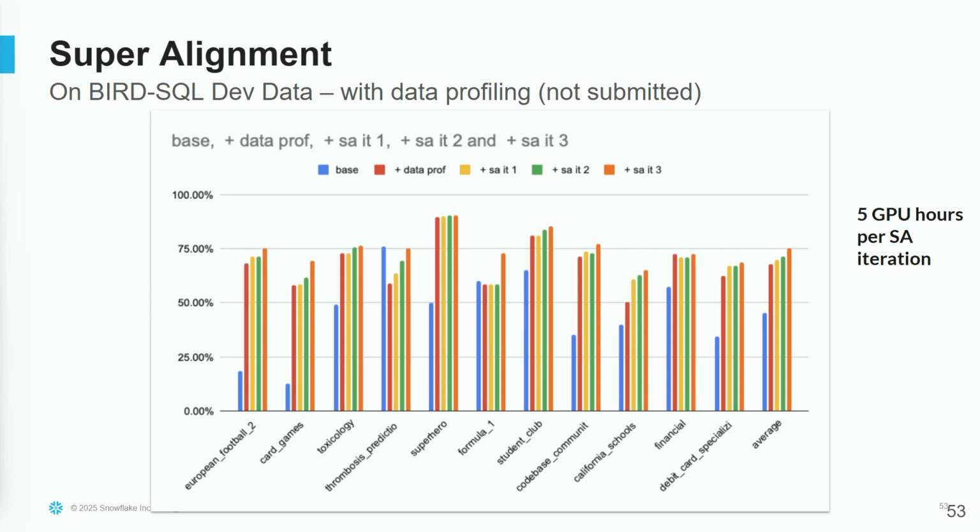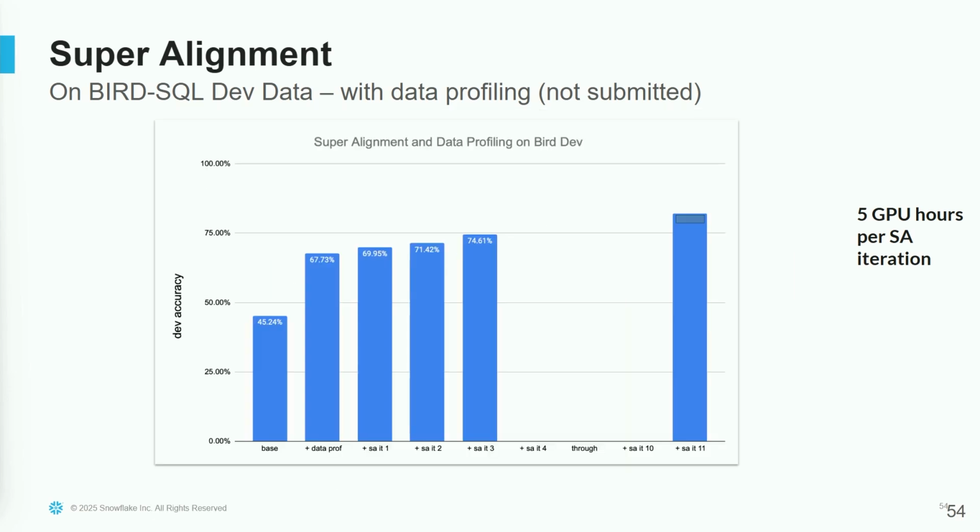Okay? Here are some examples of us applying this fine-tuning to different dev data in the BIRD SQL benchmark. You can see as you do more and more super alignment that the results get better and better, but it takes about 5 GPU hours per super alignment iteration. And here is another example of running this over the BIRD SQL benchmark, combining both, in this case, only data profiling, which is one of the 8 techniques, with super alignment. And you see that the results get better and better.